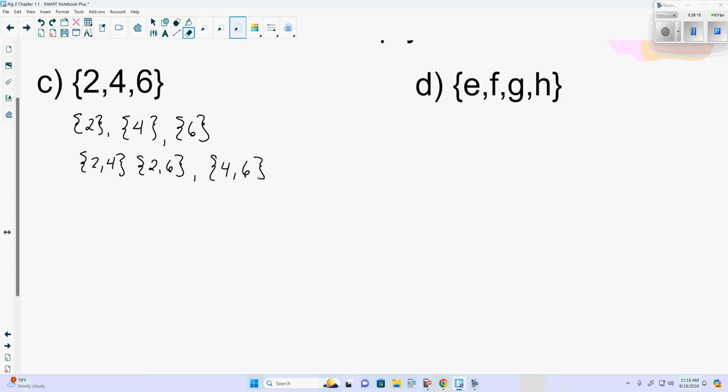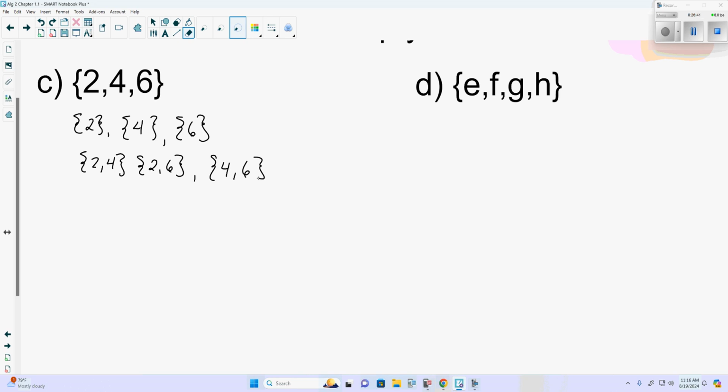Now we're not going to list 4, 2, because 2, 4 and 4, 2 are the same thing. It's just written in a different order. And here, order does not matter. So 2, 4 and 4, 2 are going to be the same thing. We don't have to write it twice. So if we listed all groups of 2, well, there's no other way because 6, 4 and 6, 2 have already been listed.